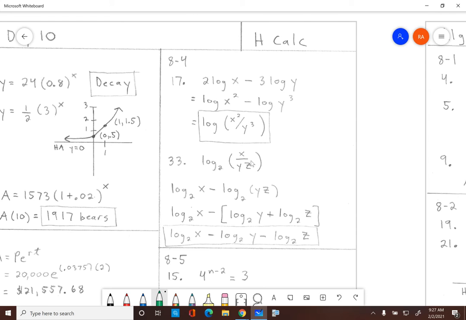Okay, so this here, I have all the stuff on the inside and I want to expand it out. So the first thing I'm going to do is I have something divided by something. So I can do that as subtraction on the outside, log base 2 of x minus log base 2 of yc.